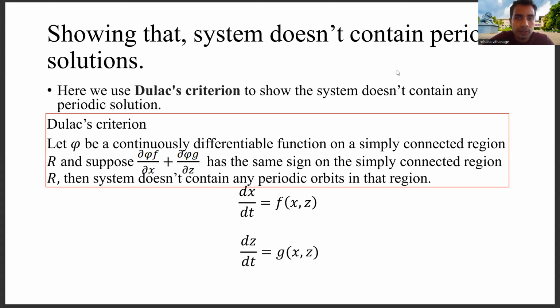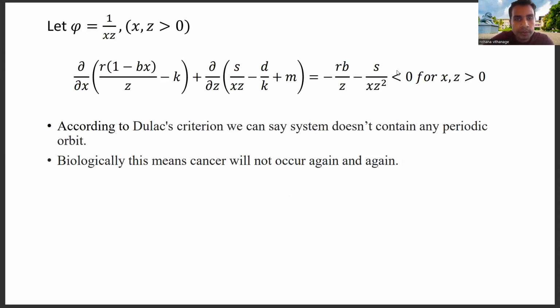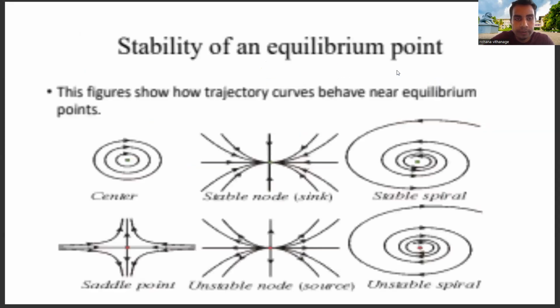And also we need to show that the system doesn't contain a periodic solution. Here we use the Bendixson-Dulac criterion for that. By using this criterion, we can show that according to this operator, if it is positive or negative in a simply connected region, then there are no periodic orbits. So here, this is always negative. It means the system doesn't contain periodic orbits. Biologically, this means that cancer will not occur again and again.